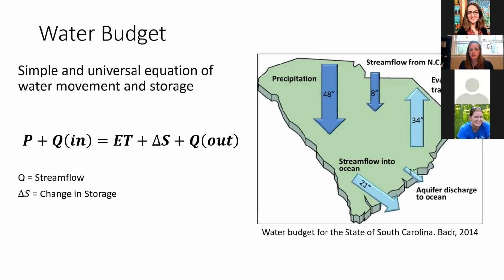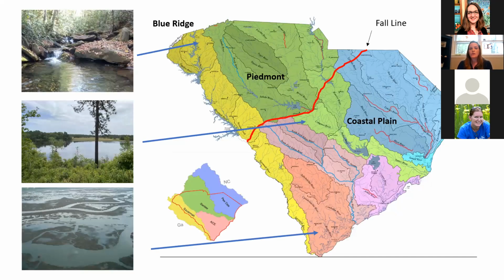We know that the state of South Carolina isn't just a green flat figure on a piece of paper. It's a very large, diverse state. It's defined by physical geography and geology. This map here shows watersheds and rivers in South Carolina, but I want you to pay attention to the top, the middle, and the lower portion.